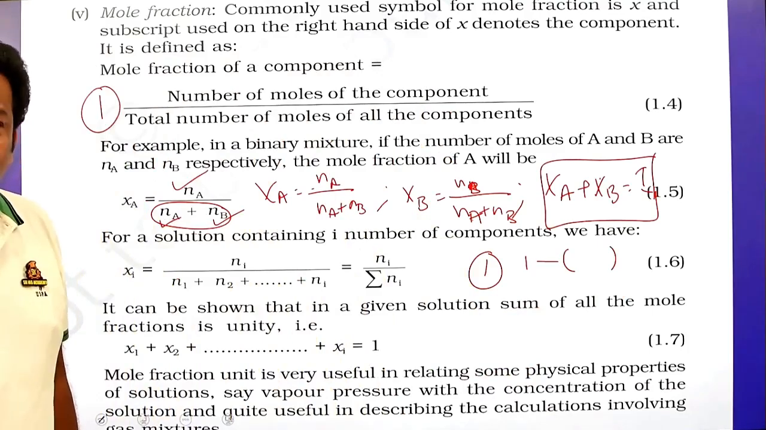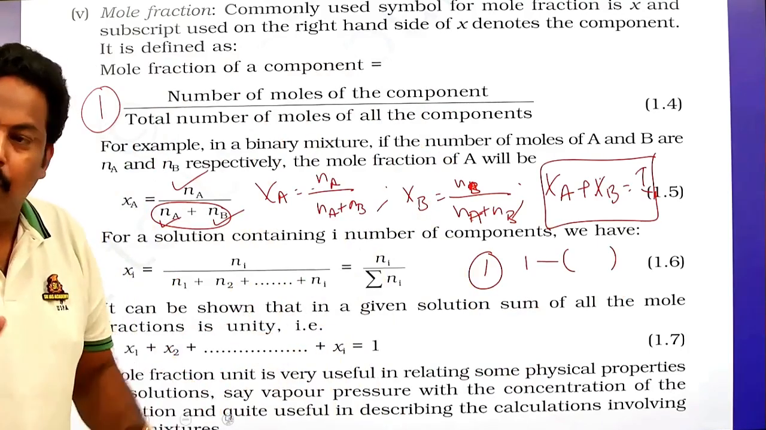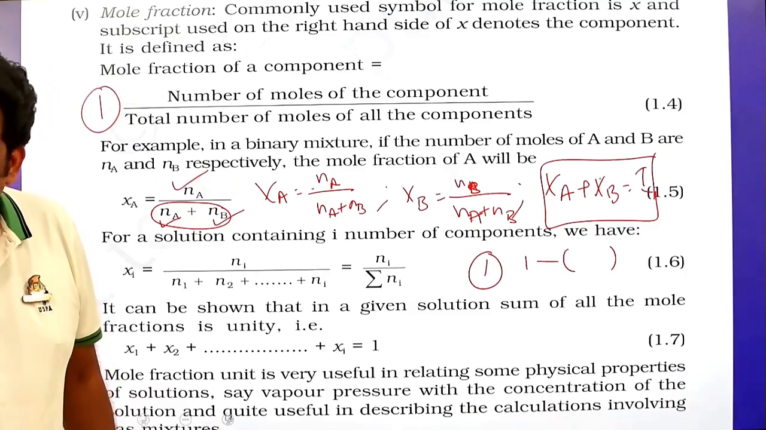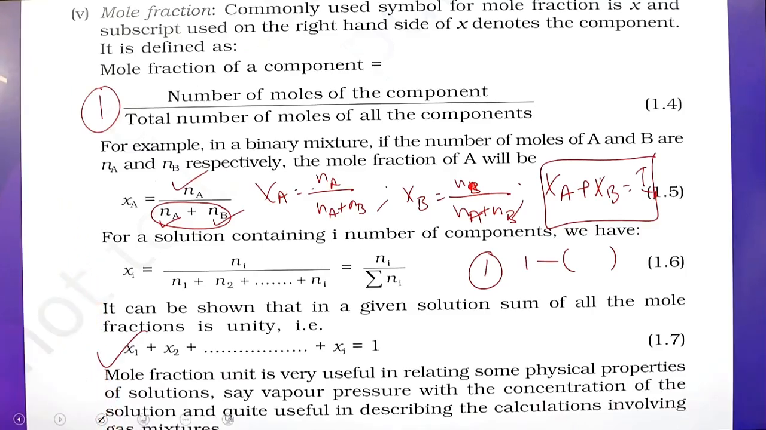So if you add all the components, what will you get? Unity. What I want you to do is take two solutes and one solvent. The two solutes can be Na and Nb, and the solvent can be Nc. I want to calculate XA, XB and Xc. Calculate XA, XB and Xc, and finally add XA plus XB plus Xc and equate it to 1.